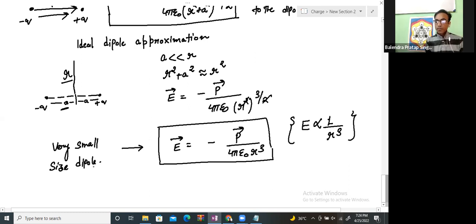Okay, note it down. This is your ideal dipole approximation. Vector p divided by 4 pi epsilon naught r cube. Done.